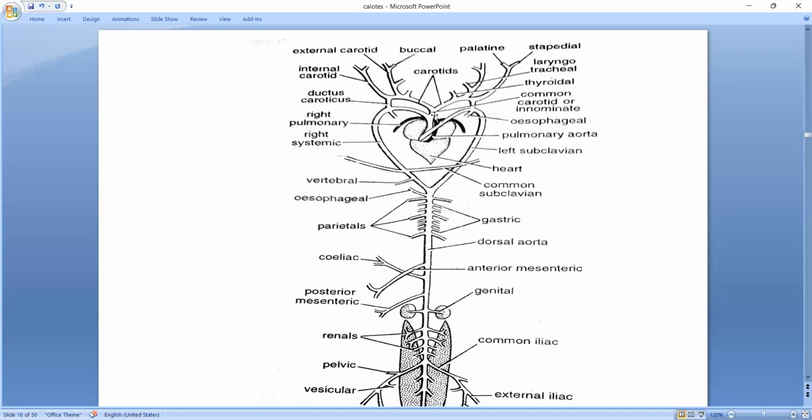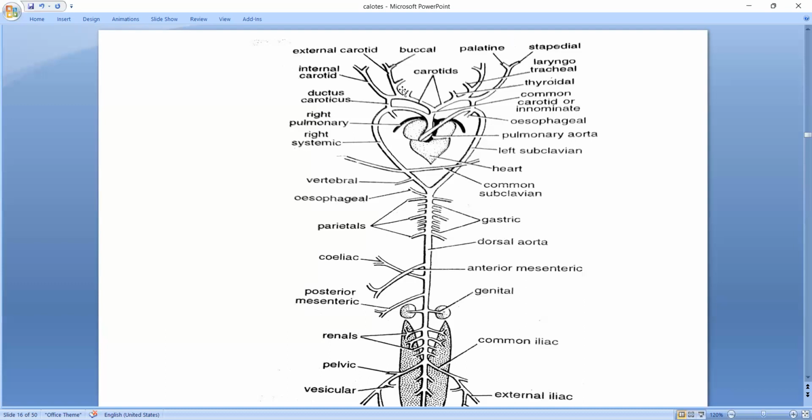There is no big deal. And here what is interesting is that the right systemic aorta produces a stem-like common carotid, or innominate, which is bifurcated into left and right carotids. Each of the left and right carotids is again divided into external and internal. The internal carotid ultimately gives blood to the brain, and the external carotid gives three arteries: thyroidal, laryngotracheal, and buccal. It also continues as the external carotid to the various parts of the head.